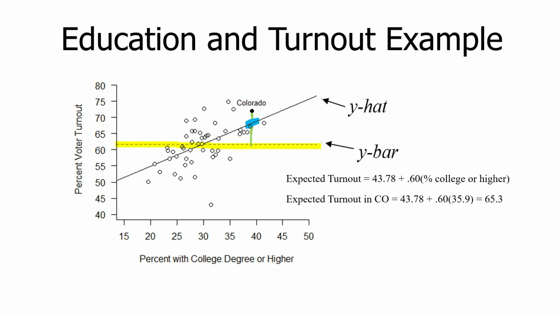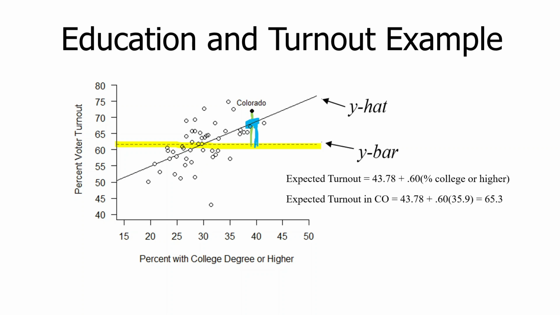So whereas without knowledge of the independent variable, in this particular case, we guessed about 60, now with the leverage gained by the relationship between the independent and dependent variables, we would guess 65. So we would explain, if you will, the distance between y bar and y hat. So Colorado now, even though it's still sitting up there at about 70, we would account for about 5 percentage points of the difference between Colorado and the overall value of y bar.